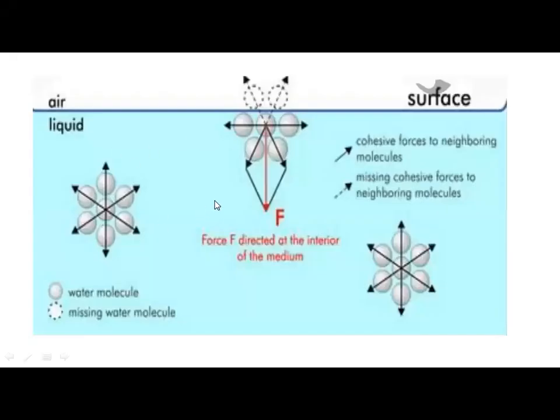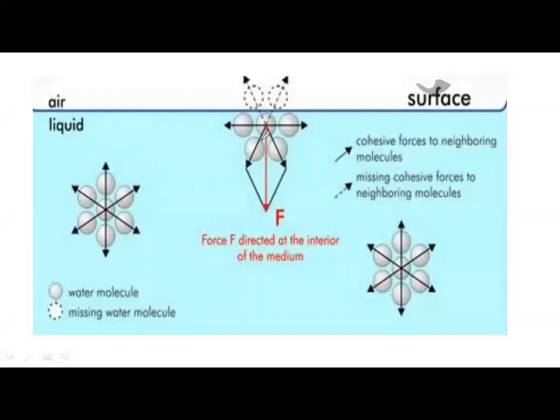So it is the characteristic property of the liquid. The surface tension is due to unbalanced force experienced by the molecules at the surface. Now see, if the molecule is in the bulk here, it will experience force in all the directions. So it is balanced.